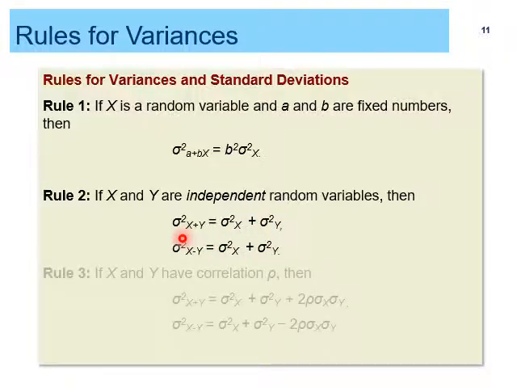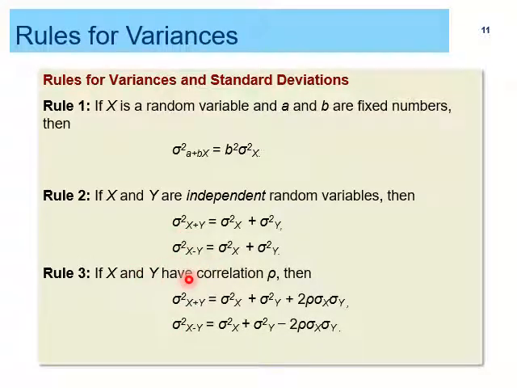Now, what is rule 3? Rule 3 is saying that if x and y have correlation rho, whereas earlier it was independent random variables, then what would the variance be? The variance of x plus y would be sigma squared x plus sigma squared y plus 2 rho sigma x sigma y. Whereas when we are subtracting, here it's adding, but this value is subtracted. So it's sigma squared x plus sigma squared y minus 2 rho sigma x sigma y.